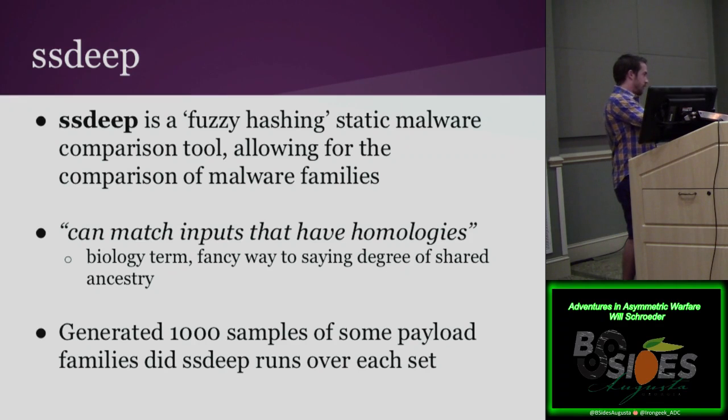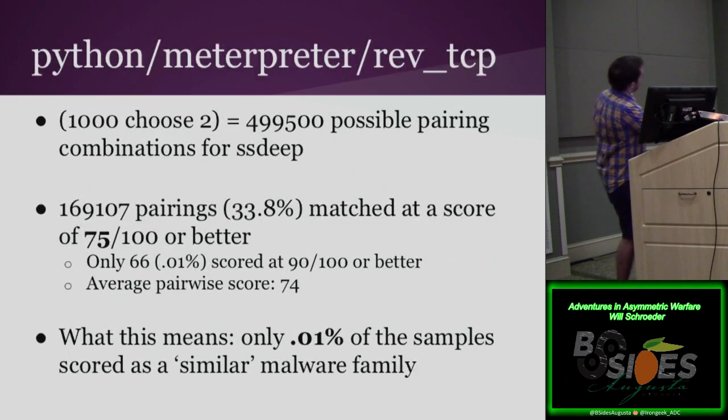Instead of doing a hash of an entire file, it breaks it down into little pieces, and then does a binary matching between two files to say how much of this code base is related between these two binaries. So what I did was, for about 3 or 4 of the failed evasion payload families, I generated 1,000 samples of each one, and I ran SSDeep over all of them. It basically matched up pairs. It did 1,000 choose 2, so every single pair combination of all the payload modules. Say for Python interpreter versus TCP, 1,000 choose 2 is 499,500 possible pairing combinations.